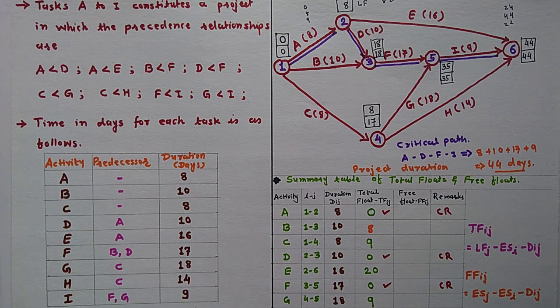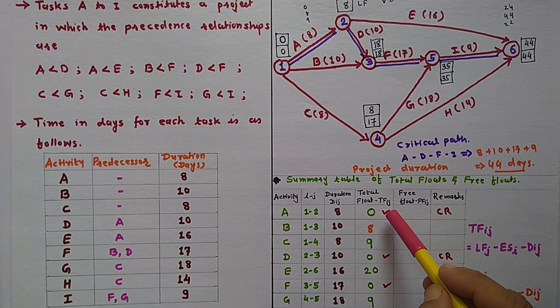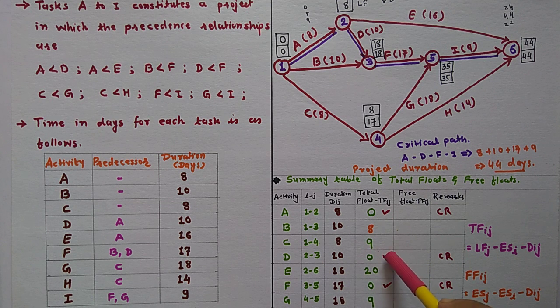Please keep in mind that if the total float is 0 for any activity, that activity will become your critical activity.